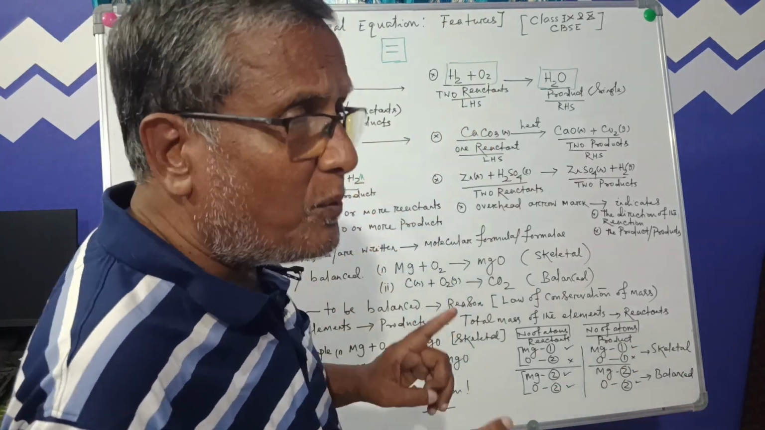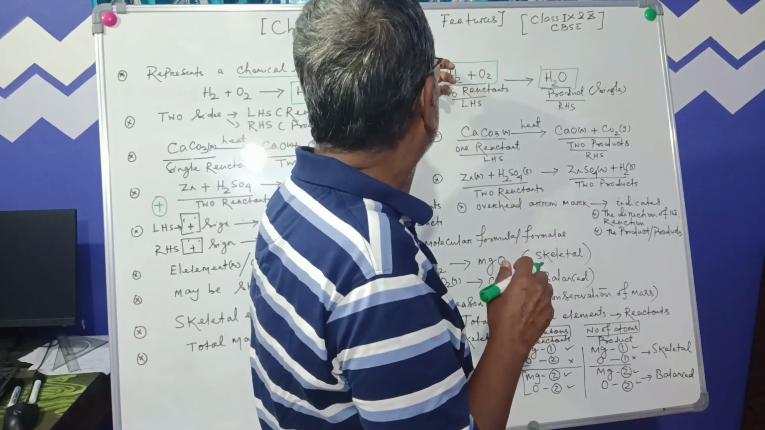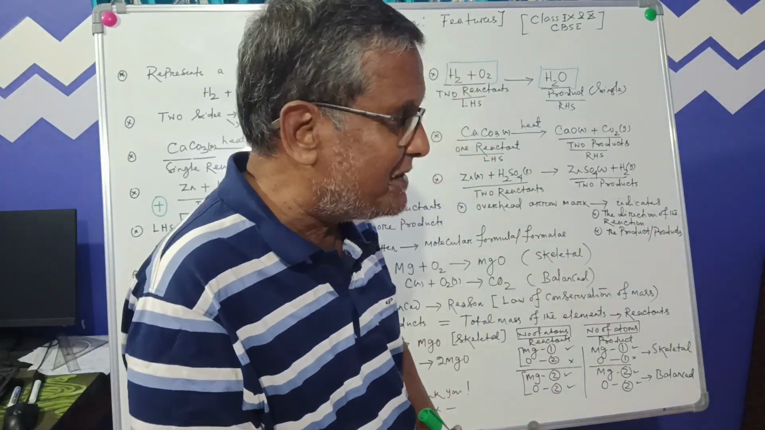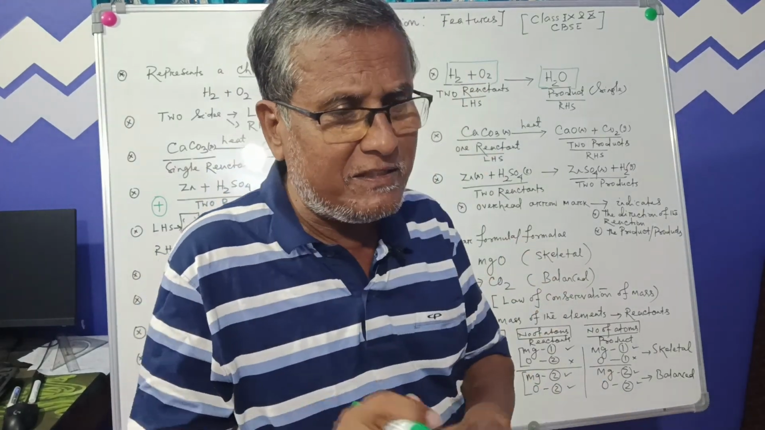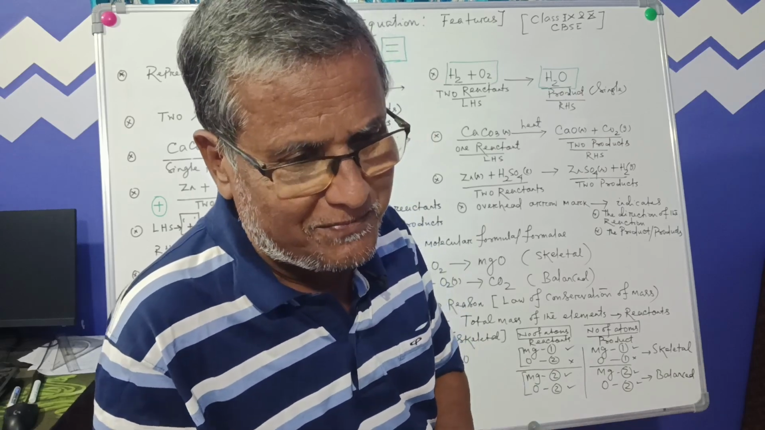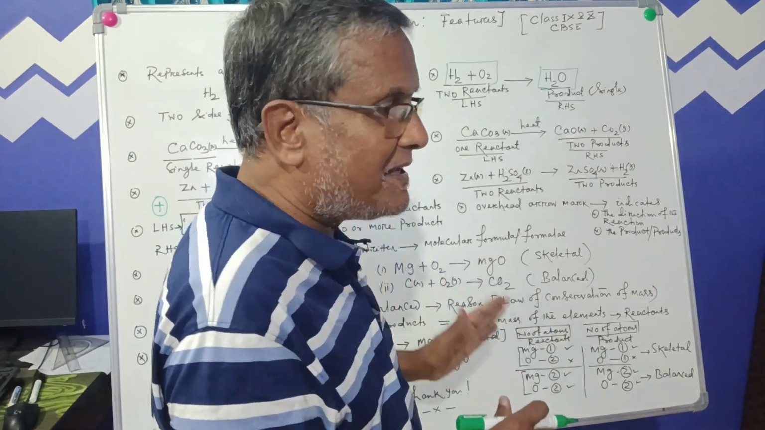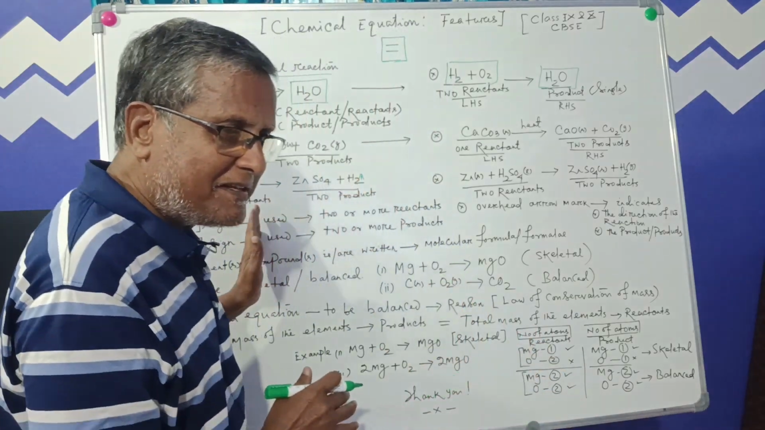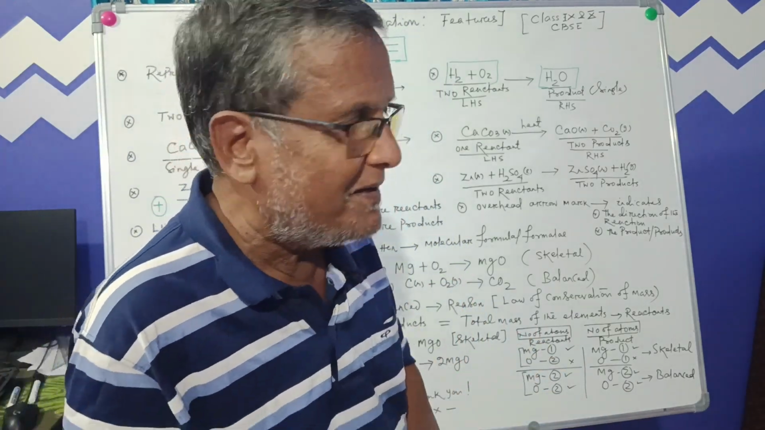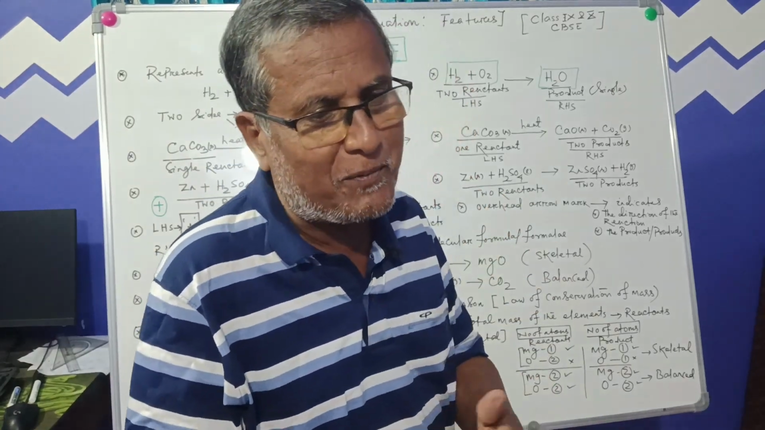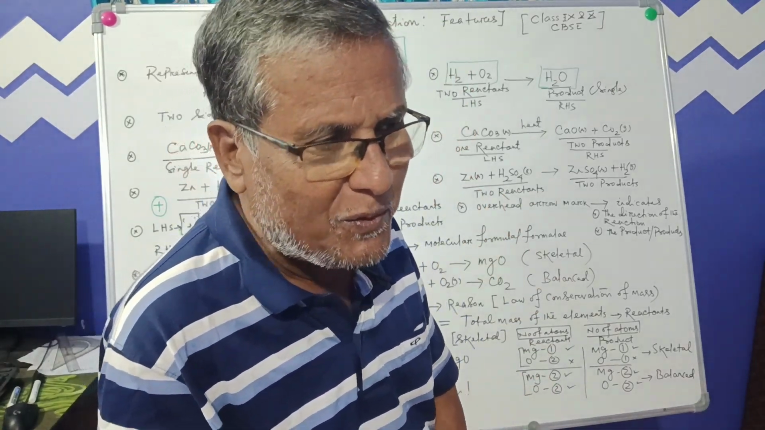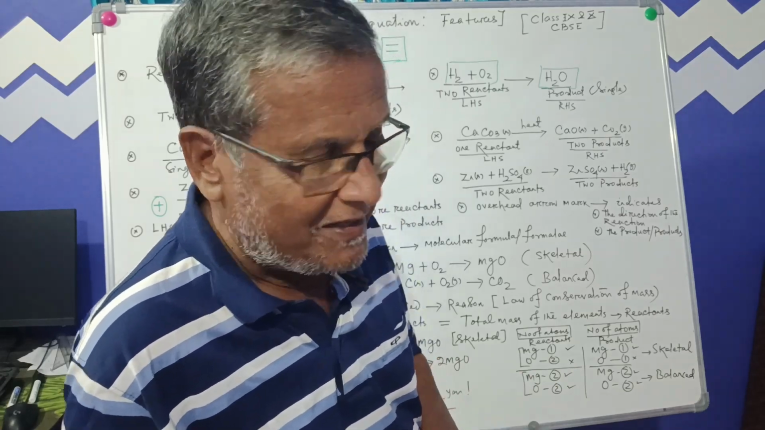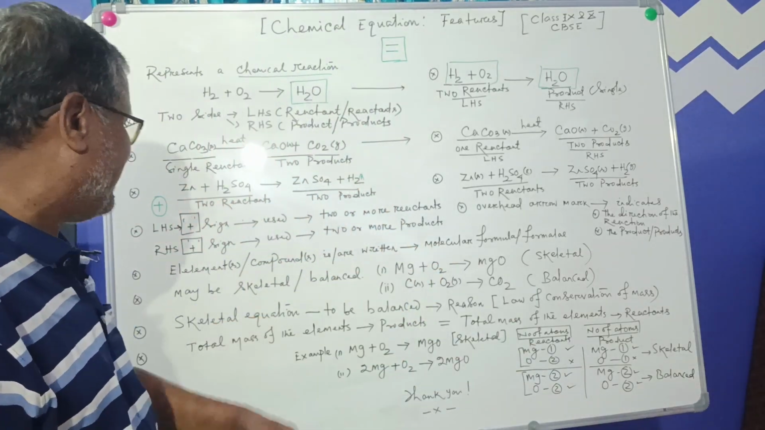Okay, and why this arrow mark, why can't we use the equality sign? Because in all chemical reactions, the number of elements on the left hand side, the reactants, is not equal to the number of elements on the product side. So we have to make them equal. That will be discussed in our next point.